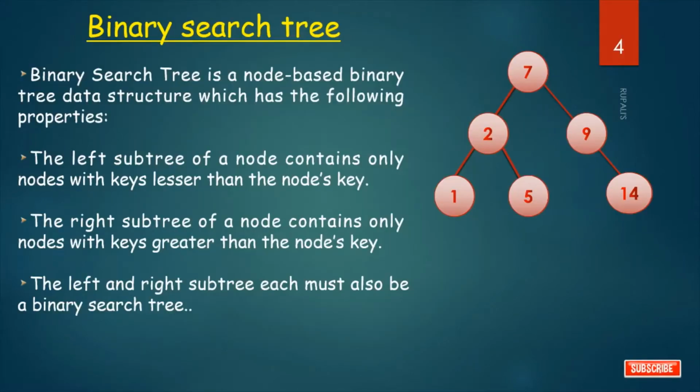What is binary search tree? We already learned in our previous video what is binary search tree. Please consult our previous video. The link is given in the description. Binary search tree is a node-based binary tree data structure which has the following properties. The left subtree of a node contains only nodes with keys lesser than the node's key, and the right subtree of a node contains only nodes with keys greater than the node's key. The left and right subtree each must also be a binary search tree.